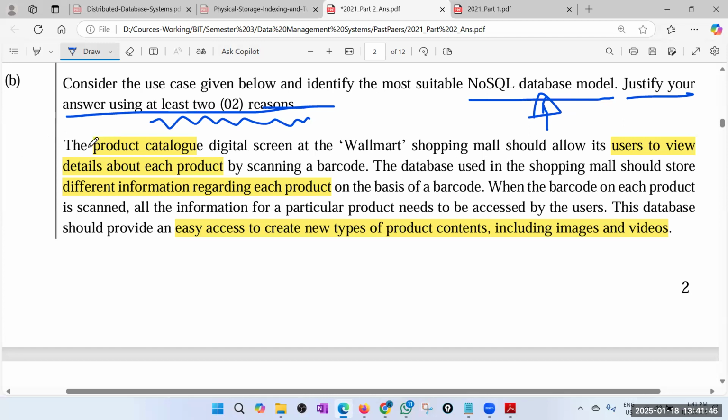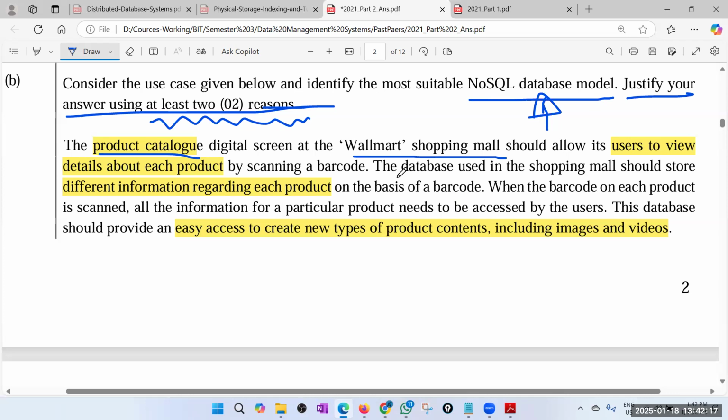Right, this is the first one. Product catalog digital screen at Walmart shopping mall should allow. That is a digital screen, okay? Digital screen that anyone can use, right? Small digital screens should allow its users to view details about each product by scanning a barcode. So when you scan the barcode, the digital screen shows you the details. I have not seen this in Sri Lanka anyway.